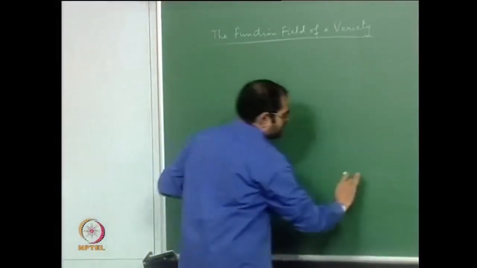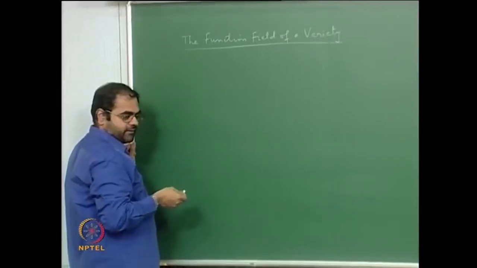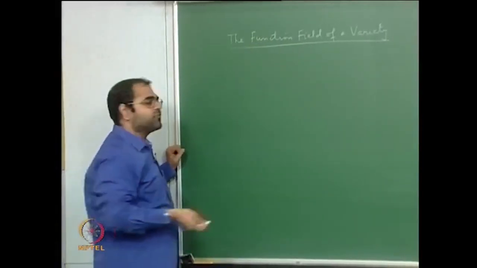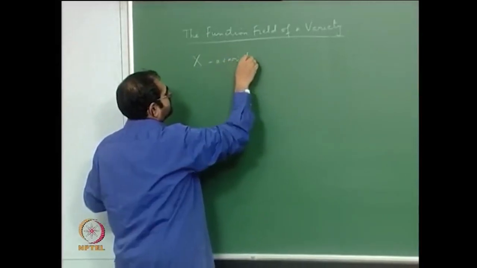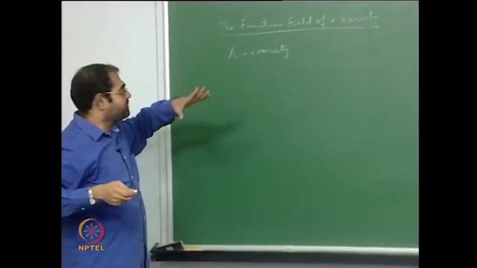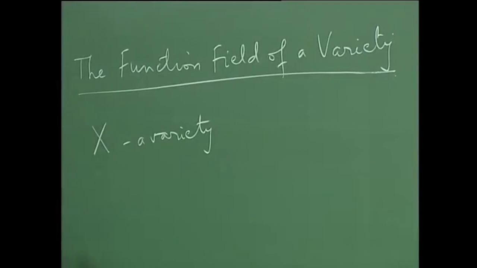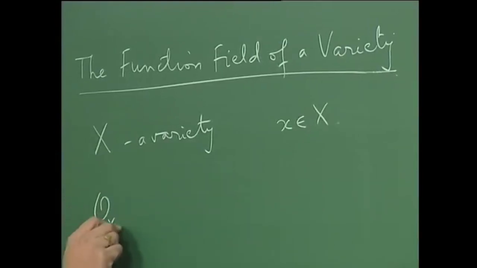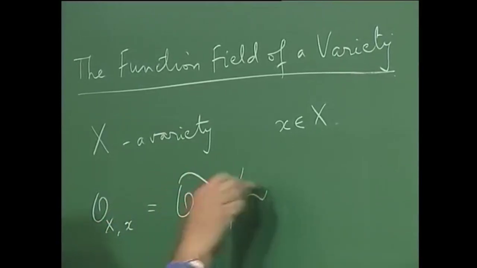And so what is it that we are going to do? The idea is very similar to the way in which we got the local ring at a point. So we start with X, a variety, which could be affine or quasi-affine or quasi-projective, and we have a point. How do you define the local ring at a point of the variety? If you have a point small x in capital X, then we defined O_{X,x}, the local ring of X at x, to be O-tilde_{X,x} modulo an equivalence relation.